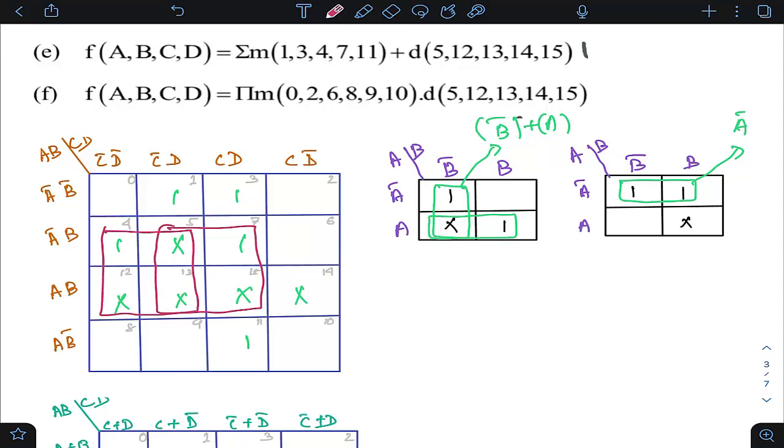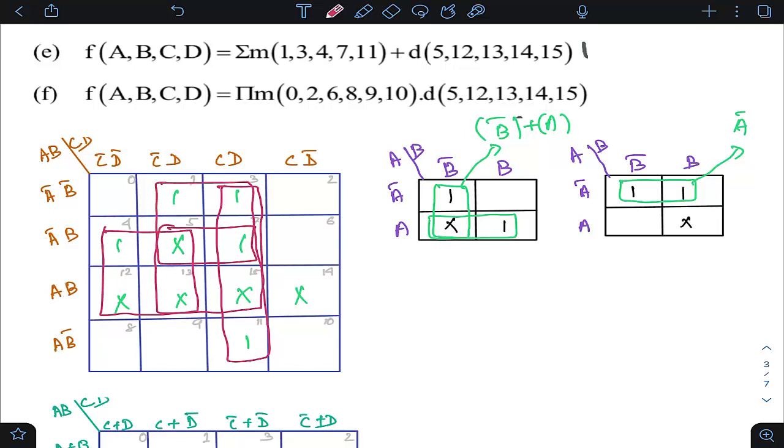Then what is the next thing that we are left with? Now to cover this one, I can have a grouping like this. I can have a grouping like this. So in total, how many groups did I make here? Three groups. But is it covering everything? Then how do you cover this one? This is also left. So I can do a grouping like this. I can do a grouping like this.